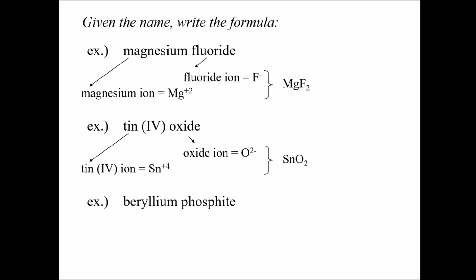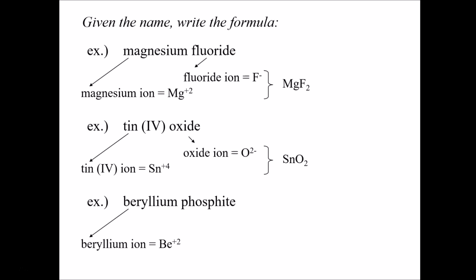Beryllium phosphite. So, first off, look up beryllium. You got to find it on the periodic table. If you're not looking for it, you're not trying. You got to figure it out for yourself. Where's beryllium? So you see beryllium, it is in group 2. So that means that it's a positive 2 charge, right? So that one we got figured out, Be positive 2.